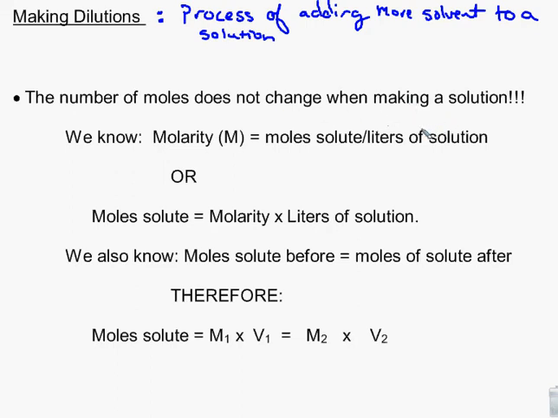You start off with your frozen juice concentrate, and you have a certain amount of moles of juice in there. You put it in a pitcher and add water, and you still have the same number of moles of juice. So the number of moles does not change.